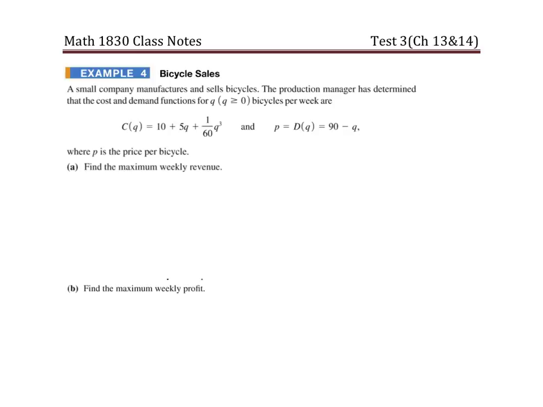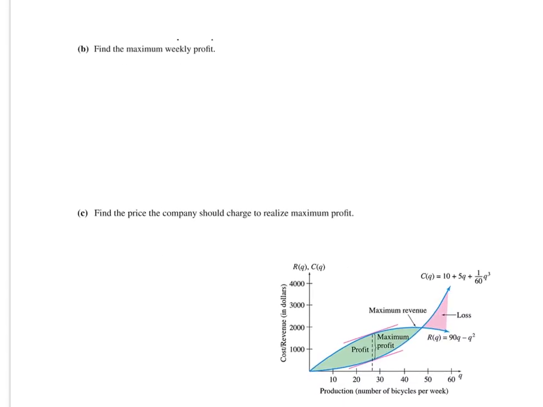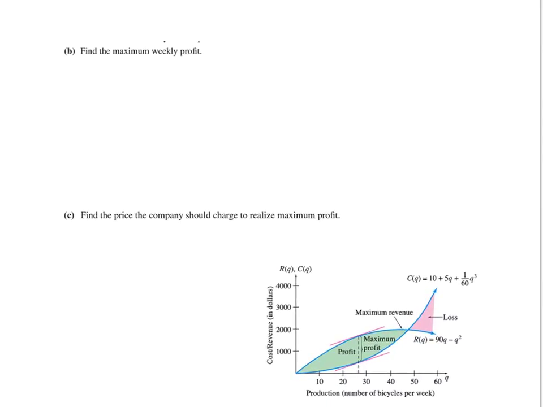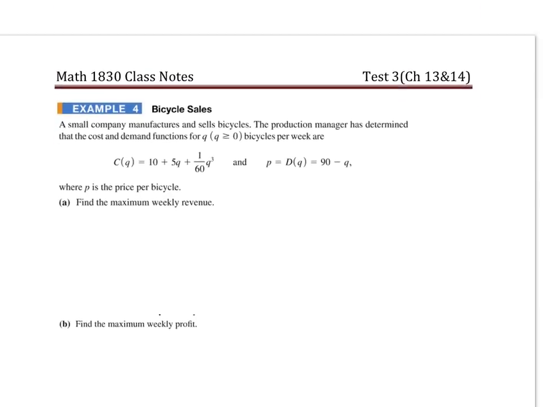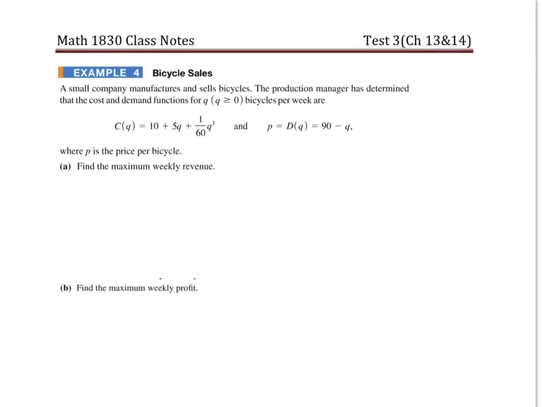This is a recording of the last problem for section 13.2, which is about bicycle sales, and in which we're going to find the maximum weekly revenue, maximum weekly profit, and then finally the price the company should charge to realize their maximum profit. So the given problem says that the company manufactures and sells bicycles.